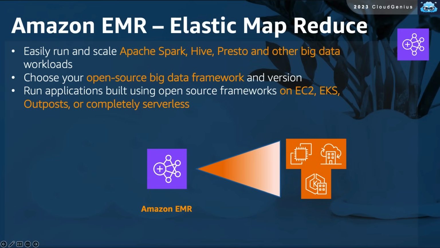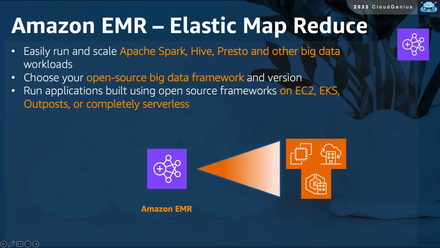These clusters are fully managed, meaning AWS takes care of the underlying infrastructure, allowing you to focus on data analysis and insights. For example, a financial institution can leverage Amazon EMR to analyze massive amounts of transactional data to detect patterns and anomalies for fraud detection. A media company can use it to process and analyze streaming data to personalize content recommendations for its users.